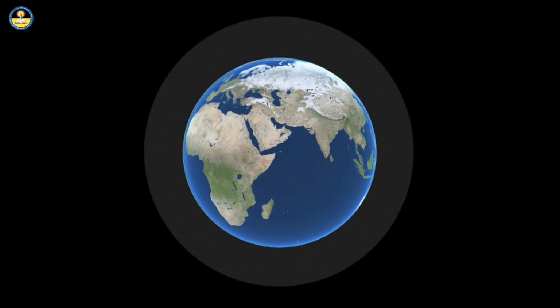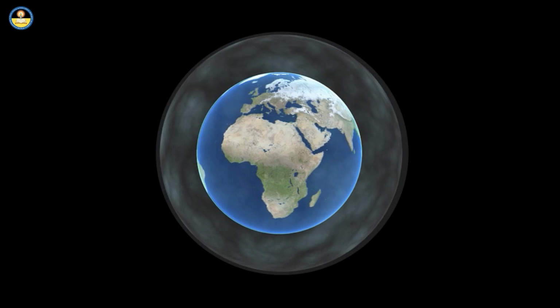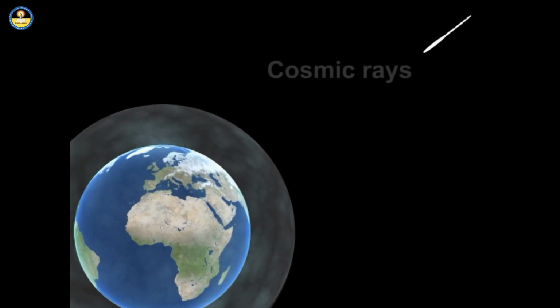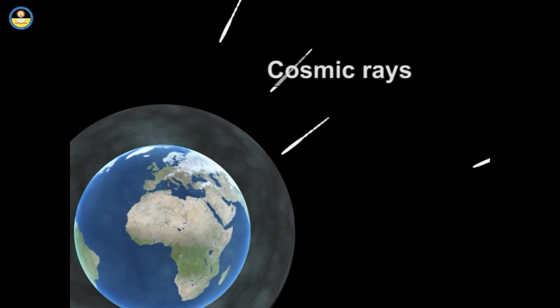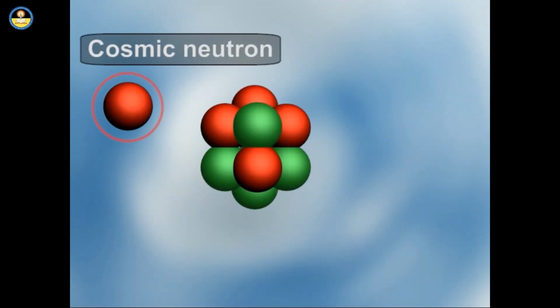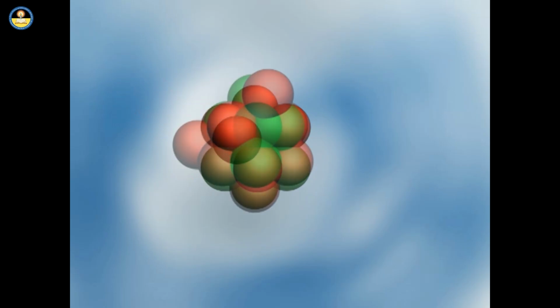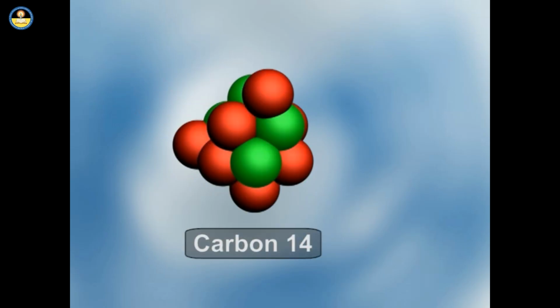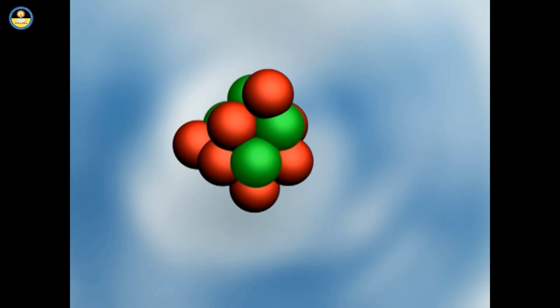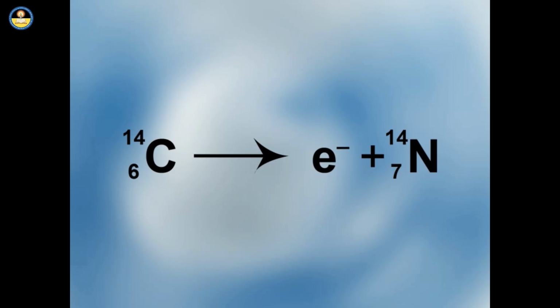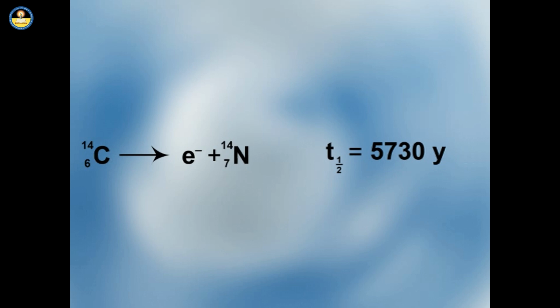Our atmosphere is constantly being bombarded by a stream of energetic particles called cosmic rays. When a cosmic neutron hits the nucleus of nitrogen, the main component of the atmosphere, it transforms into the radioactive carbon isotope C14. This isotope in turn decays, emitting beta radiation with a half-life of 5,730 years.